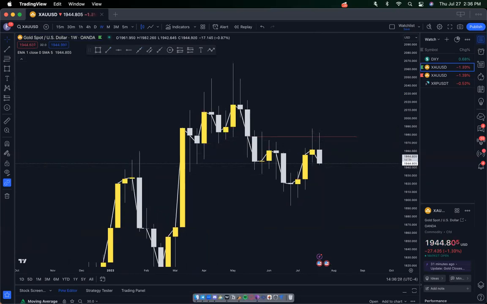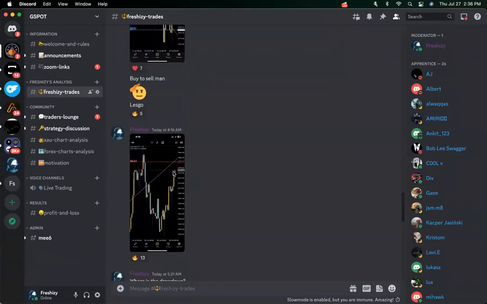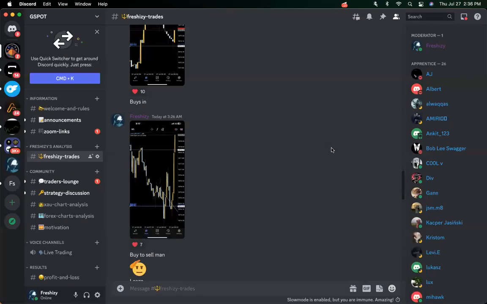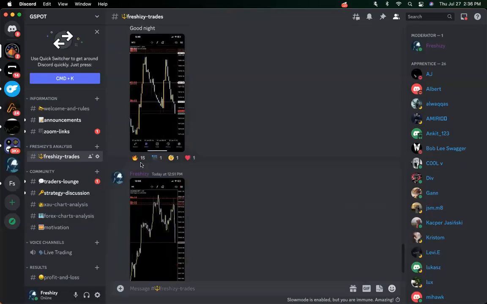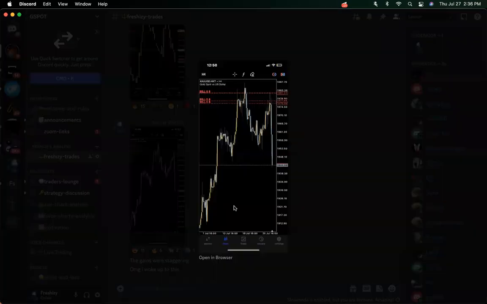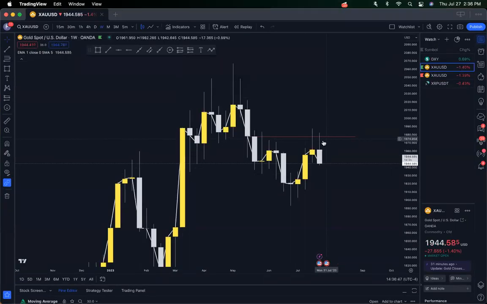I have screenshots of it too, right here. The buys came right here. I got that buy. And then I got these sells. Then ultimately that's where it's at right now. But I thought this was it because it already gave us a confirmation of this level here. Doesn't happen all the time.